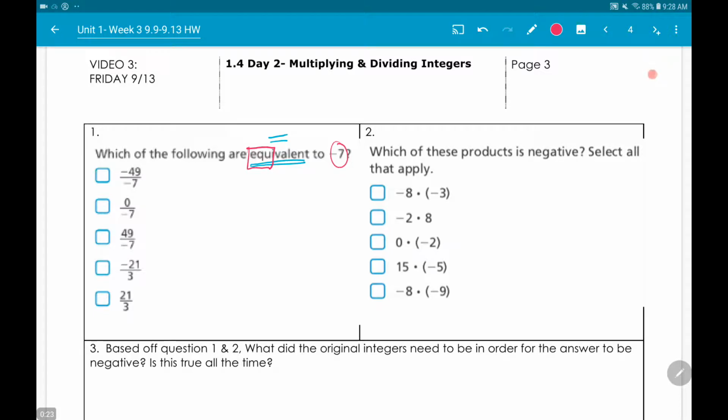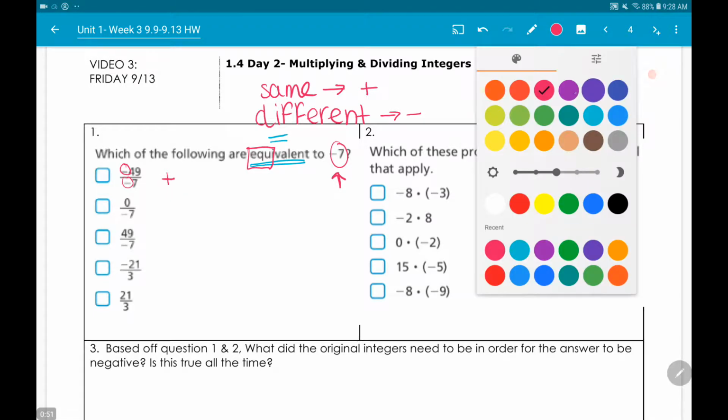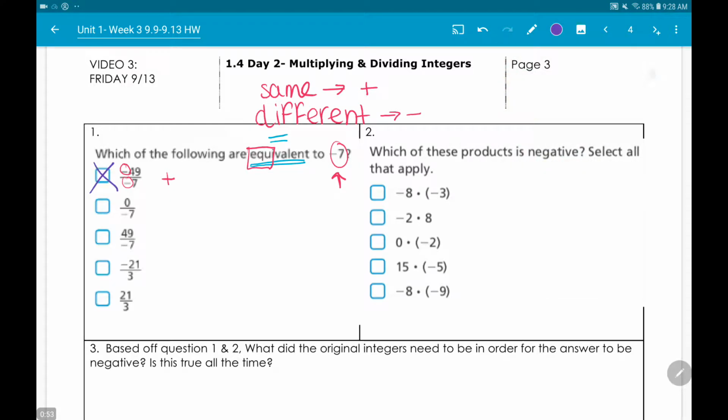All right, so let's look at our signs first. Remember, same means plus, different means negative. So these are the same, so that means my answer, no matter what it is, is going to be positive. And we are looking for a negative answer. So I'm going to go ahead and cross that out.